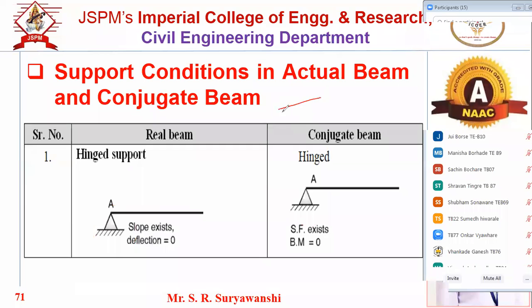Means if the simply supported beam is there, if this support is hinge, in conjugate beam also that support will remain as a hinge only. So at hinge support, we know that theta is not equal to 0, deflection is 0. And here shear force, reaction will exist, and the bending moment will be 0. Now how to correlate this? For slope, we have to find out shear force. For deflection, we have to find out bending moment.